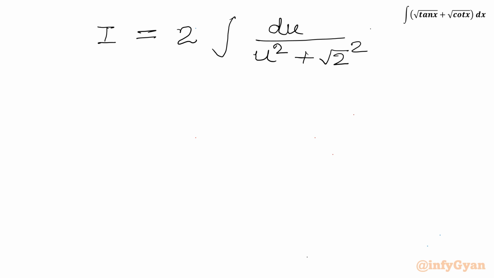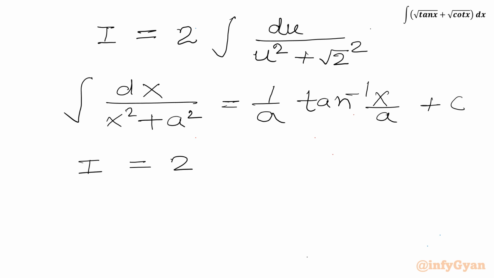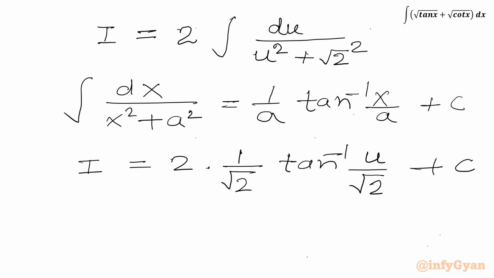Now I will write one general formula: integration dx over x square plus a square will be equal to 1 over a tan inverse x over a plus integration constant c. So we will use that formula. I will be writing I equal to 2 times, now a is root 2. So I will be writing 1 over a. So 1 over root 2. Then tan inverse. In place of x it is u over root 2 plus integration constant c.